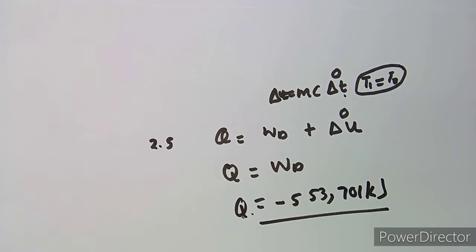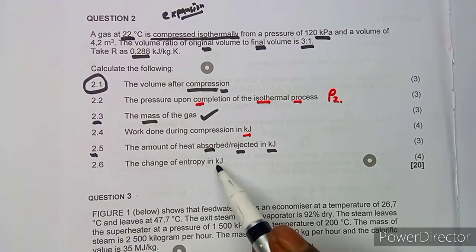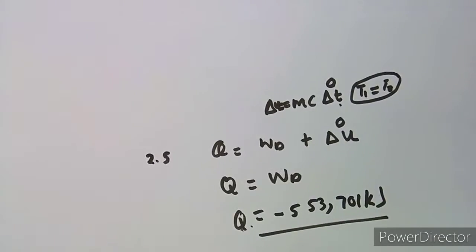The change in internal energy is zero there. As you can see, it's a matter of playing around with the formulas that you are given. Okay, on 2.5, we are now given to calculate the change in entropy in kilojoules. So what is our change in entropy?